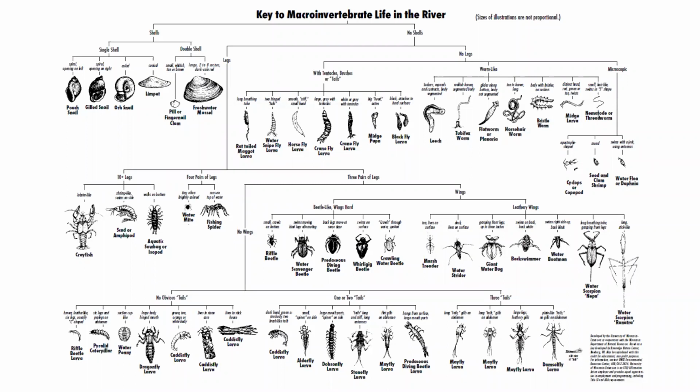There are many resources available to help you identify macroinvertebrates, like this dichotomous key. They ask very simple questions, and based on your answers, you move down to the next level. So like the first question is, does it have a shell? And then based on your answer, you would move down to the next question and so on until you get to actually what your macroinvertebrate is.